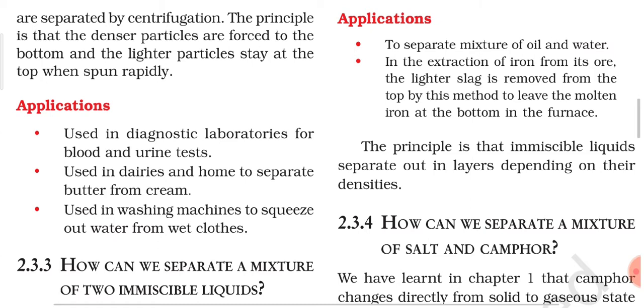Our topic for today is how we can separate a mixture of two immiscible liquids. Before starting this topic, I just want to clear up the meaning of immiscible liquids. So we have two terms: first, immiscible liquids, and second, miscible liquids. Immiscible liquids are a liquid mixture in which two different liquid components are not mixed with each other.